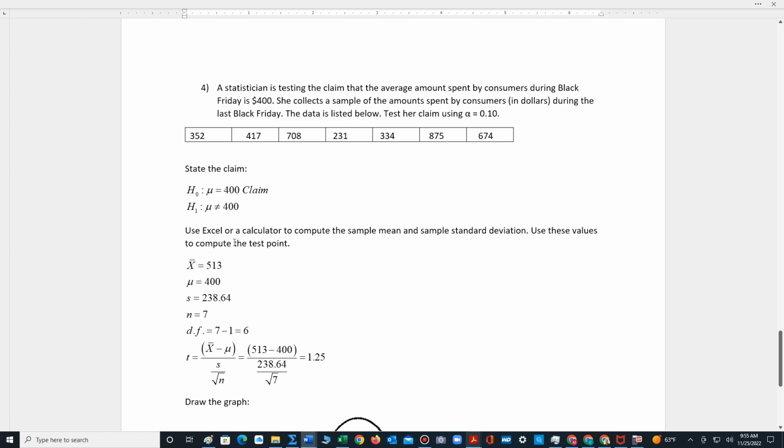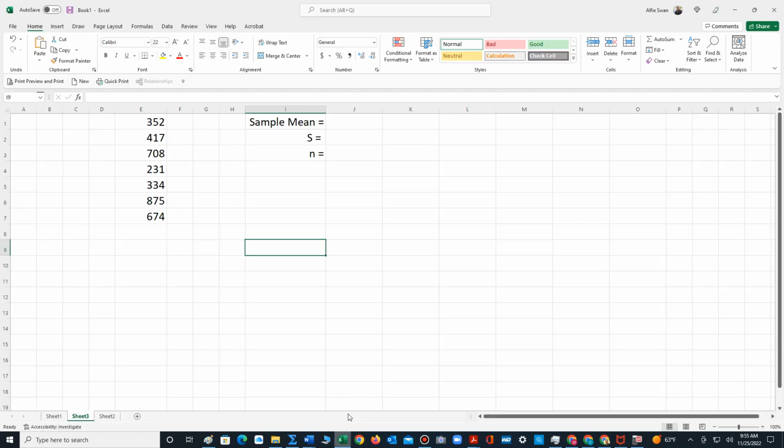We have to use our calculator or Excel to compute the sample mean, the sample standard deviation, and n. N is easy. We could just count the values. 1, 2, 3, 4, 5, 6, 7. So n is 7, but we definitely have to use Excel or a calculator to compute these other values. I'm using Excel, so I already listed out the values in a separate Excel spreadsheet.